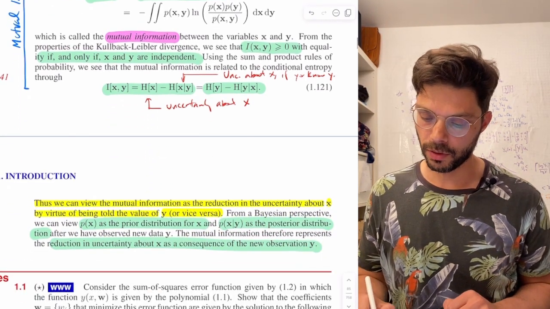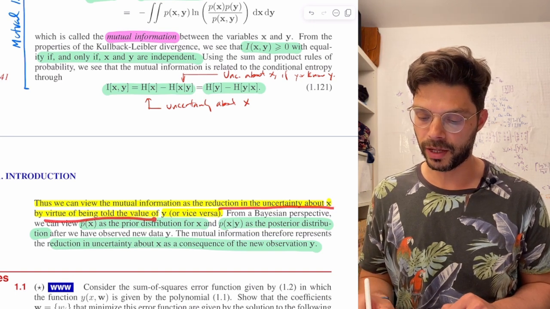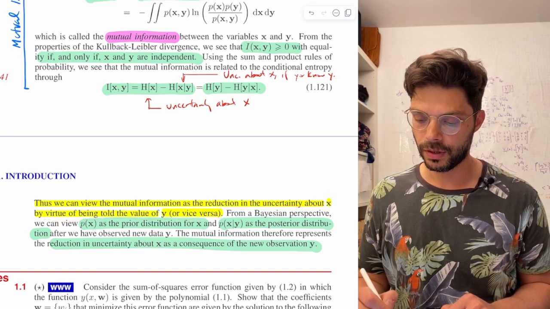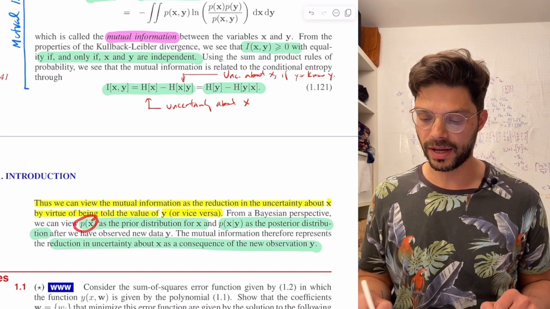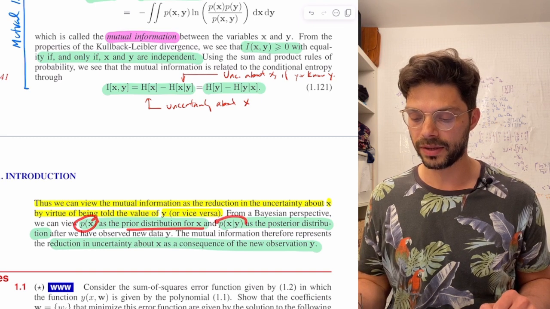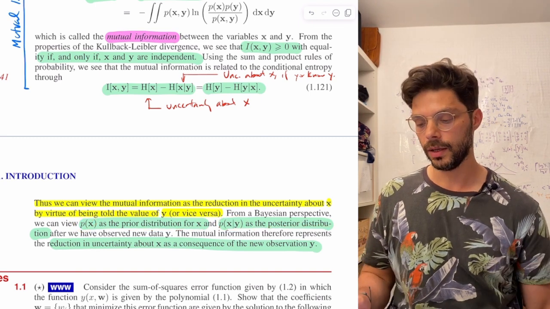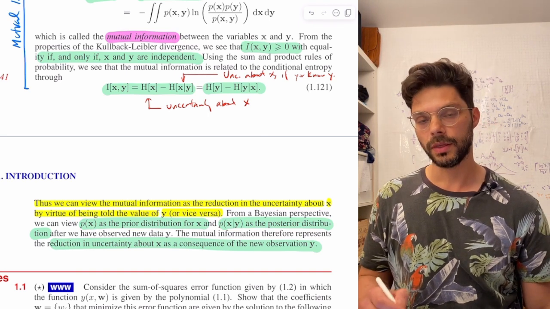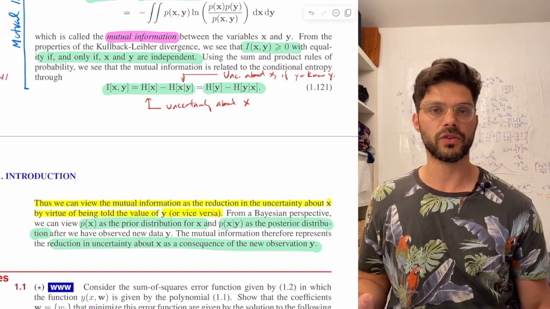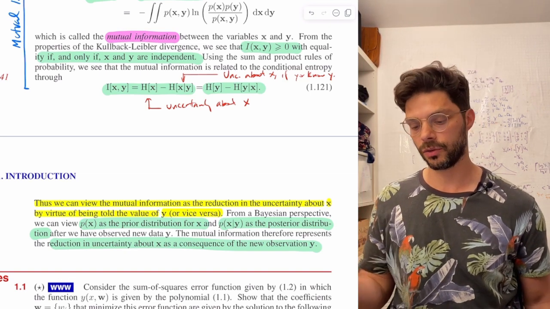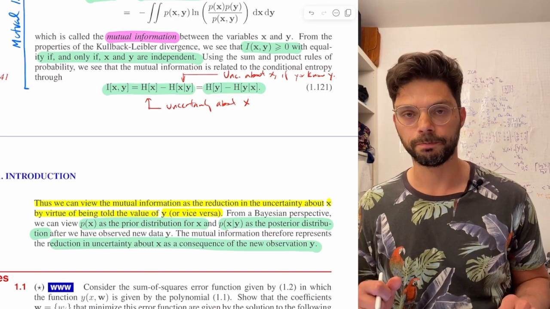Okay, so we can view the mutual information as a reduction in the uncertainty about x by virtue of being told the value of y, or vice versa. And now there's a nice Bayesian perspective. We can view p of x as a prior distribution for x and p of x given y as a posterior distribution after we observed new data y. The mutual information therefore represents the reduction in uncertainty about x as a consequence of the new observation y. A very natural interpretation of the mutual information.